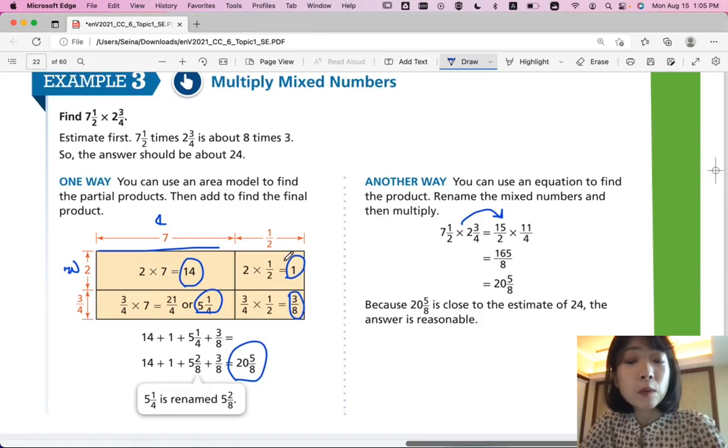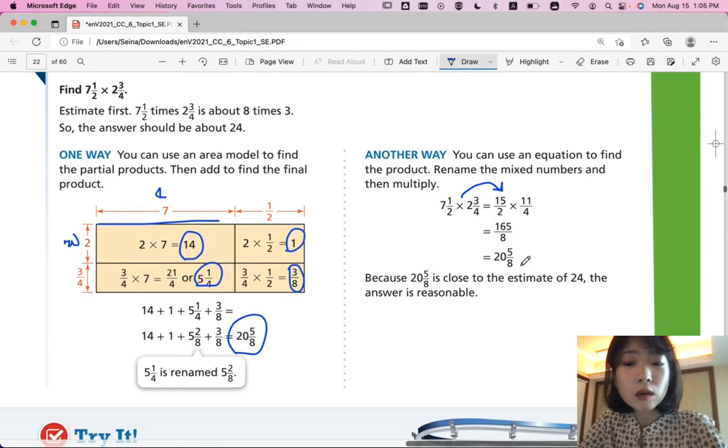So if you want to use the multiplication method and then change that to a mixed number, that's fine. You also need to make sure that you do not make mistakes in between the steps. Okay? So, but you need to have the same answer. So you can use one method and try another method to double check if your answer is right as well.